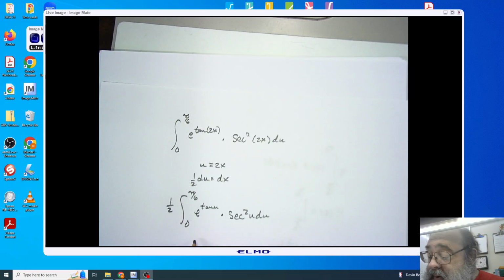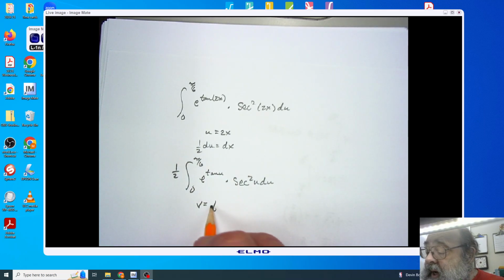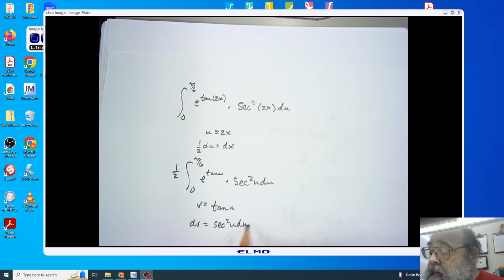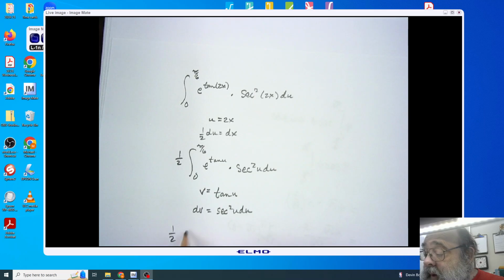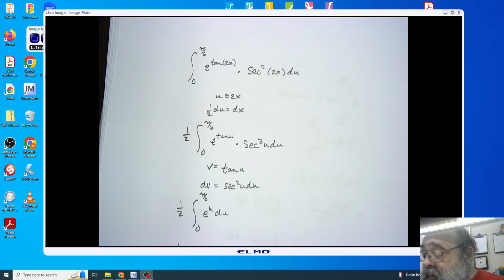Now I can do a v substitution. This is how we work with a double substitution. And I'm going to say I have tangent of u, which means that my dv is going to be secant squared u du. 1/2 integration 0 to pi over 6, and then I have e to the u du. I now have 1/2 e to the u, and we're going to put in our tangent, and then our 2x, and it's from 0 to pi over 6.